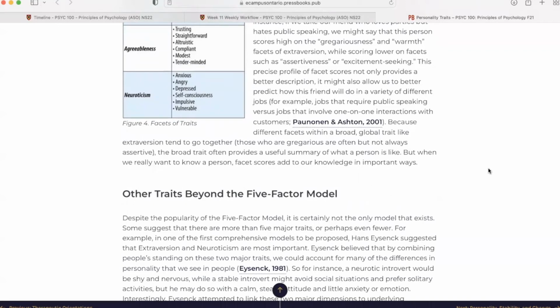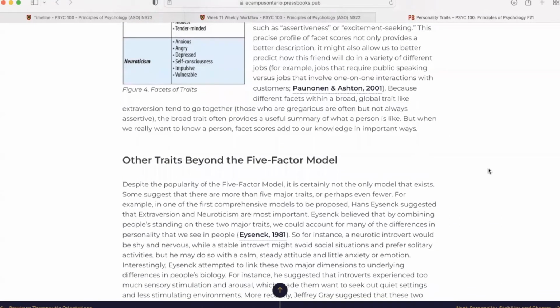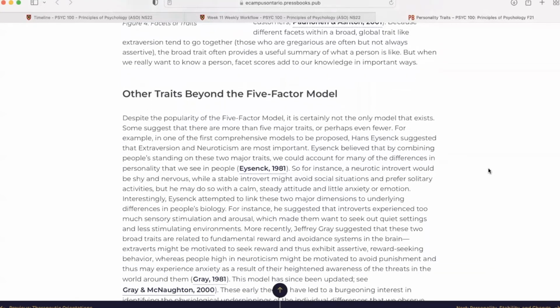Because different facets within a broad global trait like extroversion tend to go together, those who are gregarious are often, but not always, assertive, the broad trait often provides a useful summary of what a person is like. But when we really want to know a person, facet scores add to our knowledge in important ways.